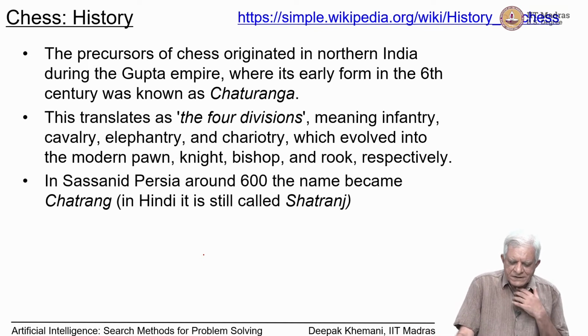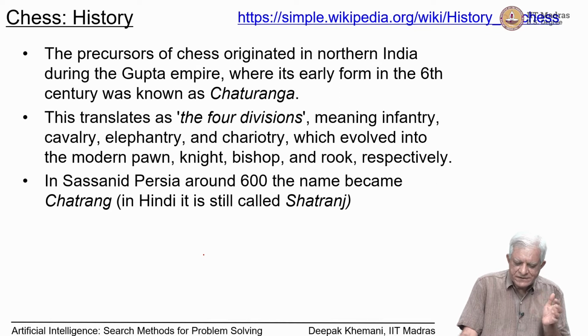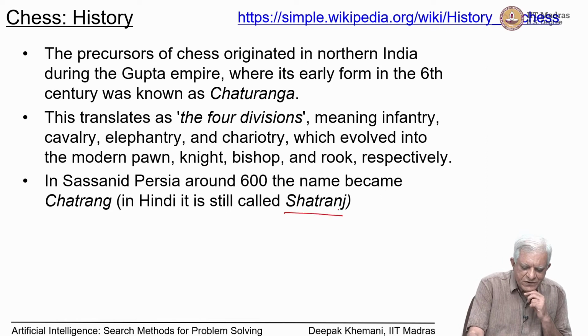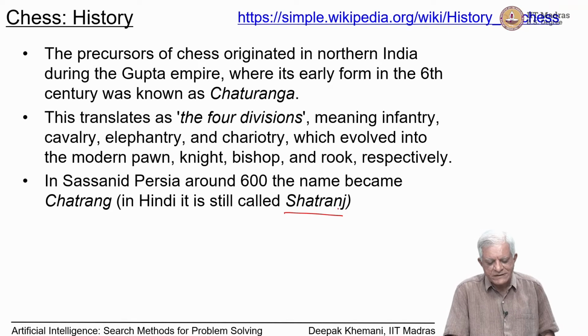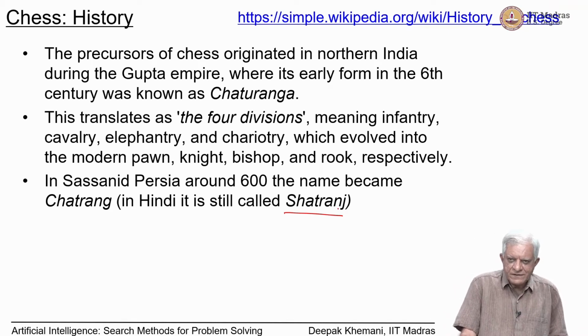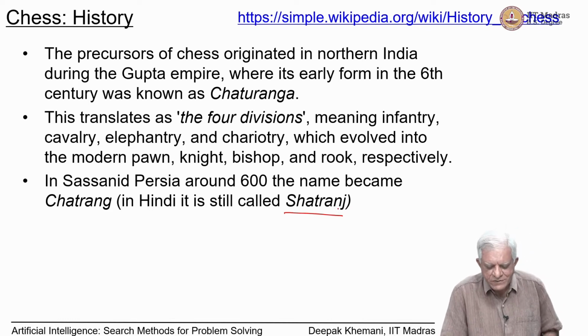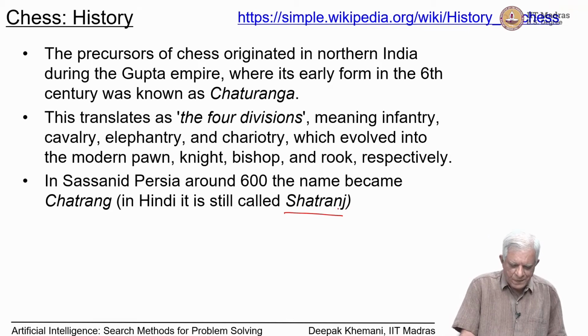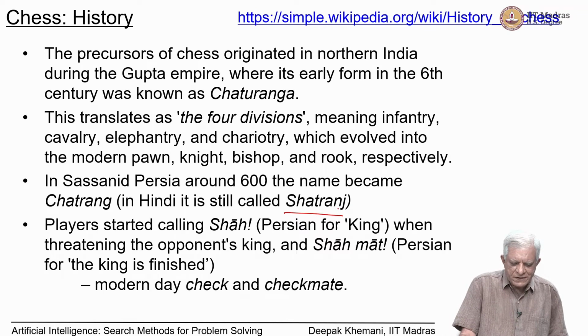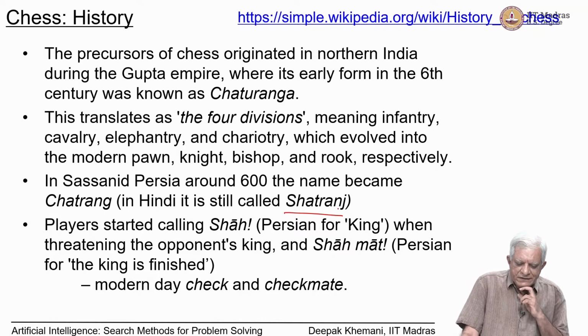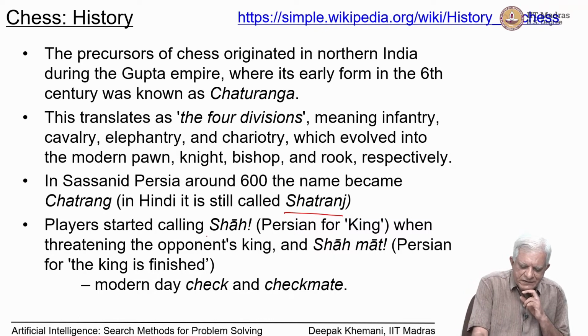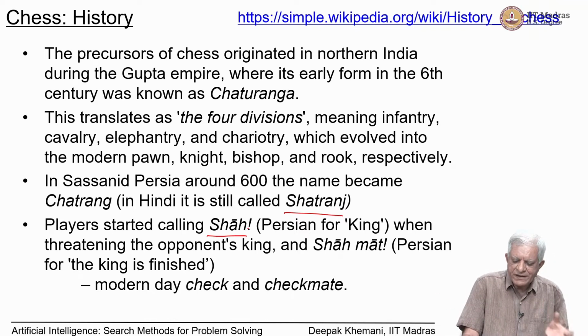Then from India it went to Persia, and around that time itself, 600, the name became Satranj. So, in Hindi, if you see, it is still called Shatranj. The spelling is different, but the pronunciation is the same. And you might have seen a famous film by Satyajit Ray called Shatranj Ke Khiladi, which was based on a story by Munshi Premchand. So, Shatranj is what we normally call it in India, and Shah is the word for king in Persian.